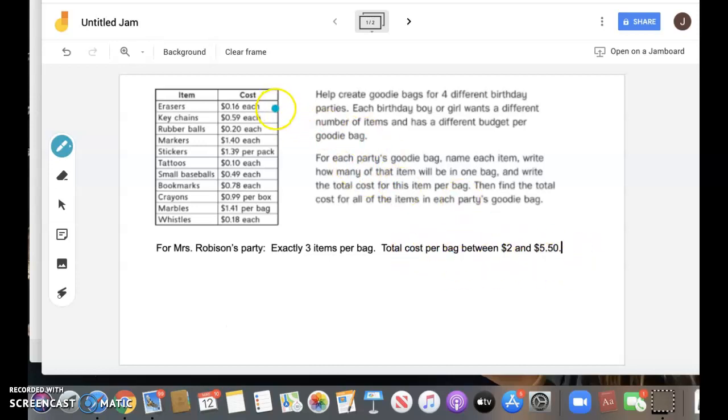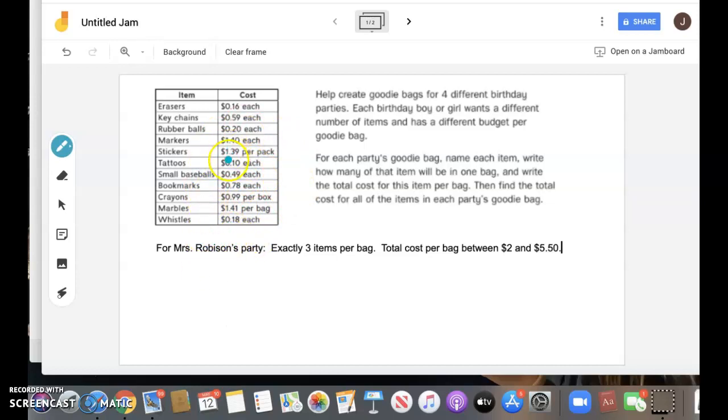So I wouldn't choose an eraser, a keychain, and a rubber ball, because if I use my estimation skills, 16 cents is close to 20 cents. 59 cents for a keychain is close to 60 cents. That would be 80 cents. And a rubber ball is 20 cents. That would add another 20 cents to my 80 cents to only give me 100 cents or $1, which does not fall between my range. So I need to look at some higher end items for my goodie bag.